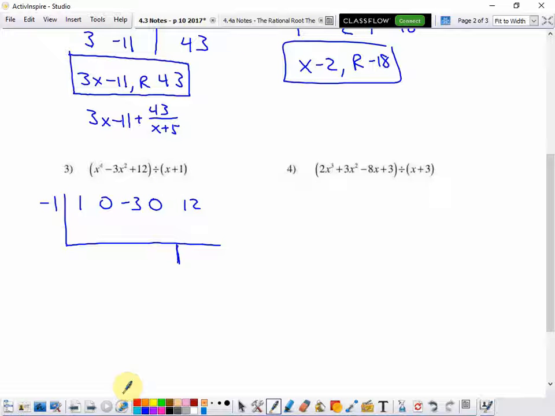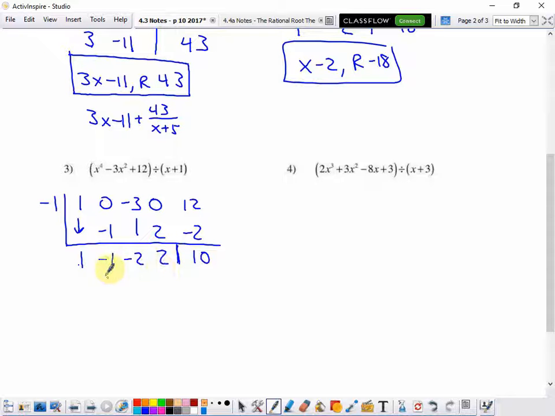If there are any descending powers missing, you've got to put in 0 of them, just like you would in long division. Bring down the 1, and then multiply and add, multiply and add, multiply and add. Multiply, negative 1, add, negative 1. Multiply, 1, add, negative 2. Multiply, 2, add, 2. Multiply, negative 2, add, 10.